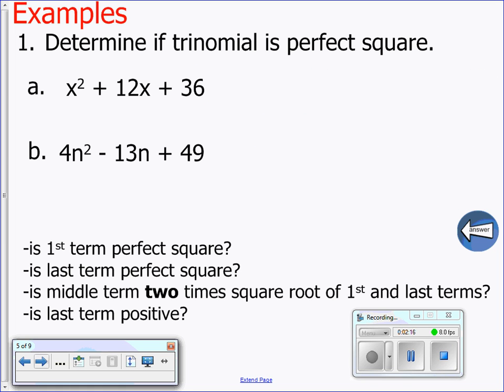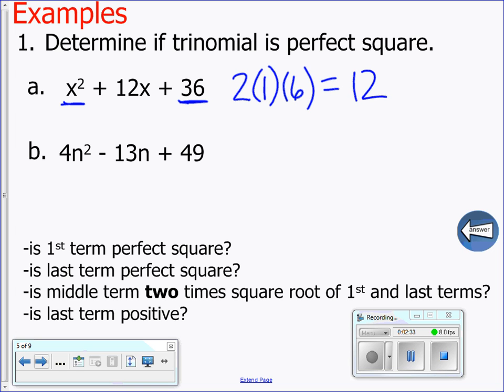All right, so let's determine if the trinomial is a perfect square. First question, is this a perfect square? Yes. Is this a perfect square? Yes. Is the middle term 2 times the square root of 1 times the square root of 36? 2 times 1 times 6 is 12. That's 12. So yes, it's a perfect square trinomial.